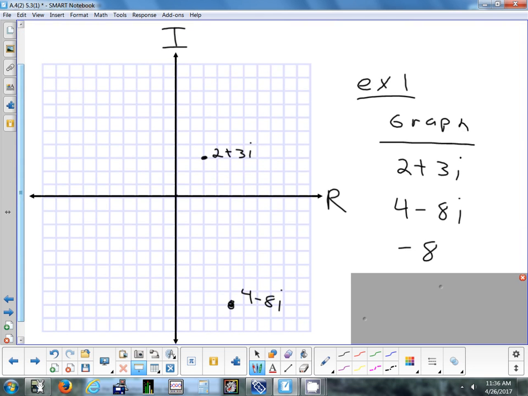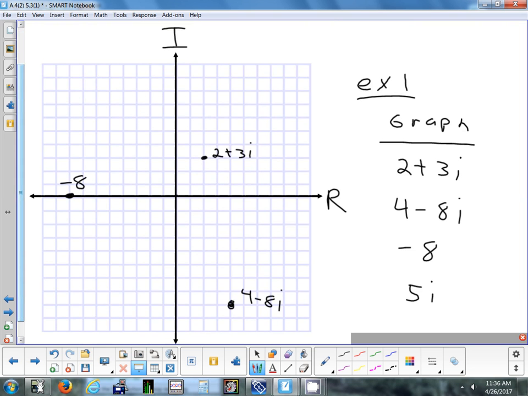All right, let's try this one, negative 8. James, where would negative 8 be? That'd be far left. Right? To the left. Yep, left how many? 8. So we go left 8. And then what's the imaginary part? 0. So you don't move up and down. It's just negative 8. If you don't have a real or an imaginary part, you're going to be on the axis. Okay, and last one, 5i.